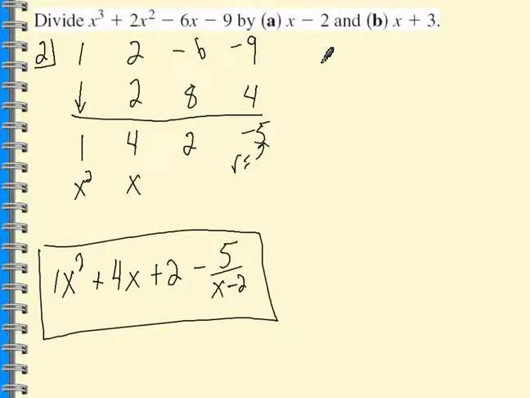Okay, let's try another one here. Let's say we want to divide this by x plus 3. Well, that means the number in our box is a negative 3. We still have the same coefficients.